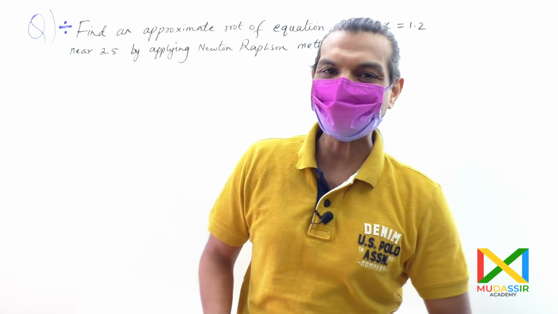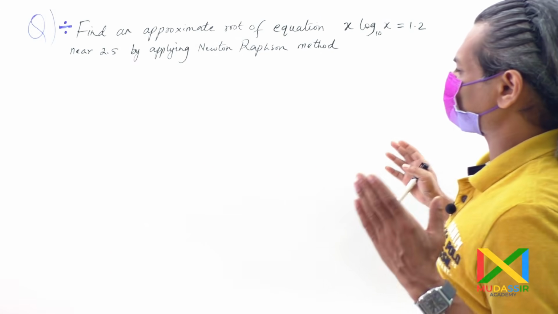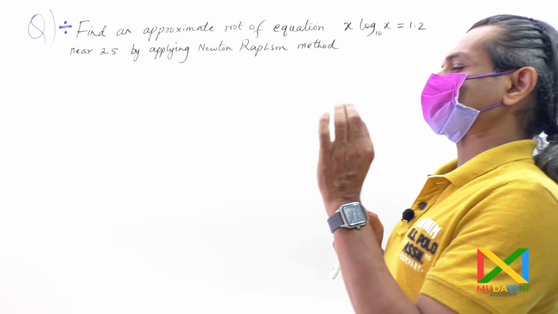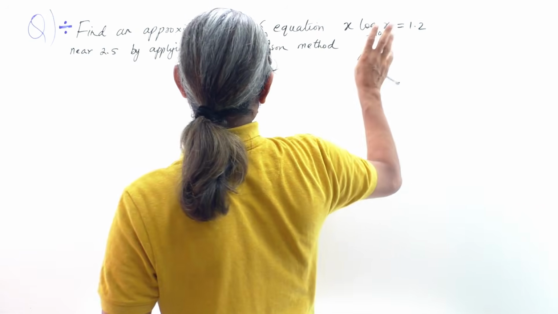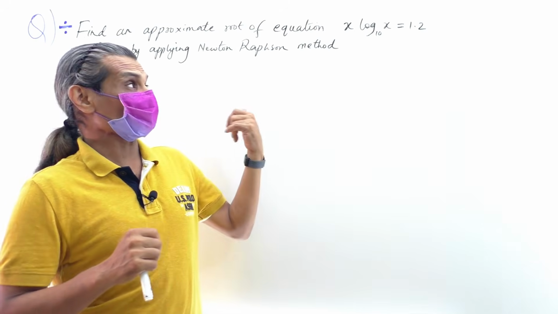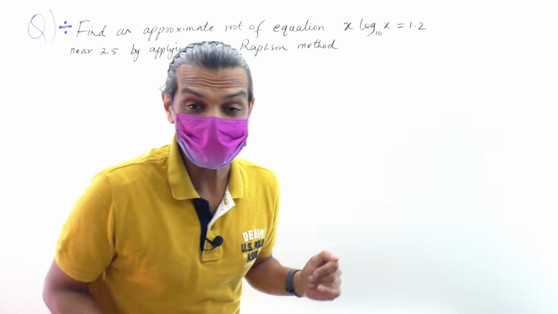Hello students, welcome back. In today's class, I will be solving a very important problem from the Newton-Raphson method. Find an approximate root of the equation x log x to the base 10 is equal to 1.2 near 2.5 using the Newton-Raphson method.